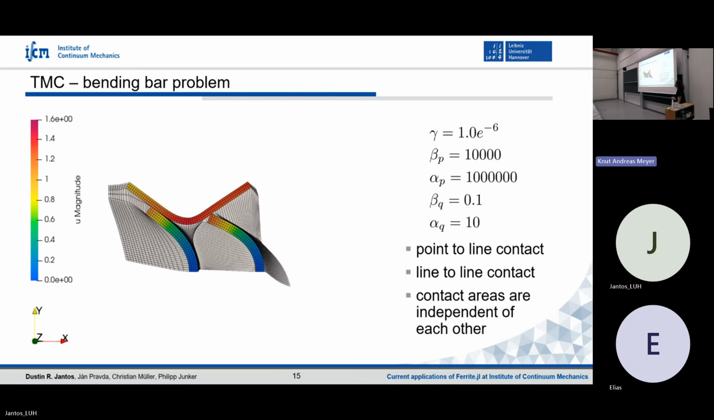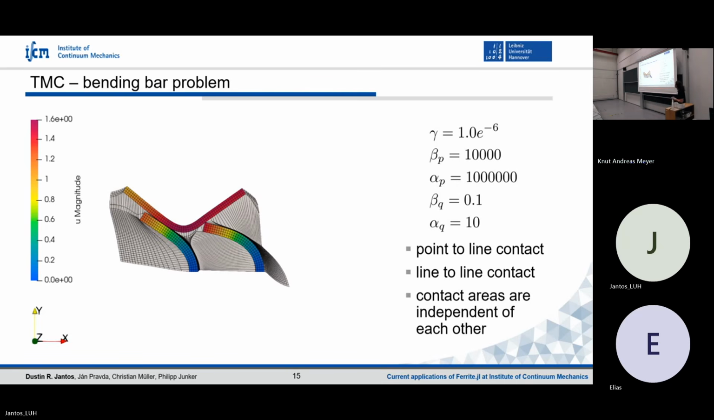Then you can do some weird stuff like this. And without the regularization, all those elements would be so distorted that the solver just quits and tells you there's no solution because the physical Jacobian is negative.